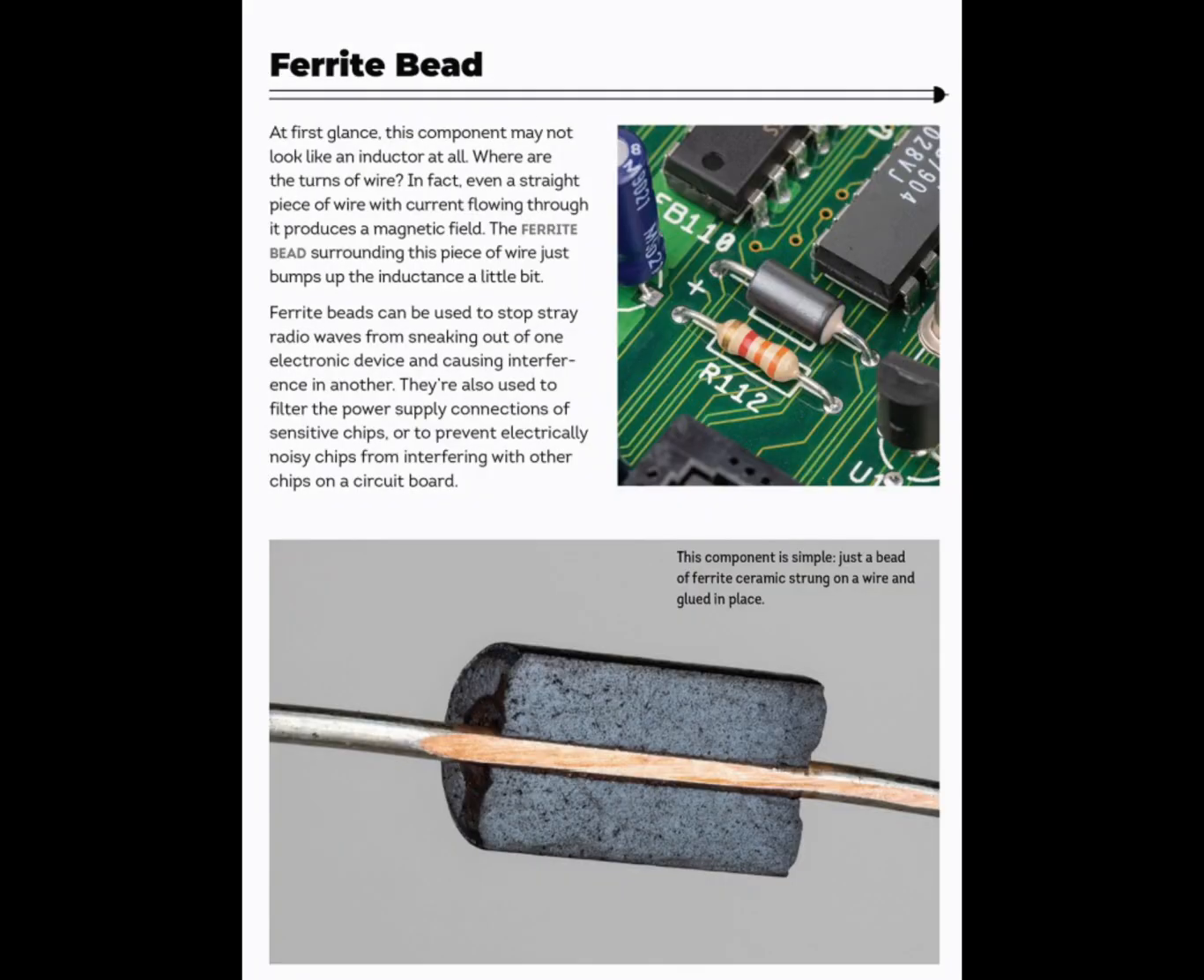Ferrite bead. A ferrite bead is a passive electronic component designed to suppress high-frequency noise in electrical circuits. It consists of a small piece of ferrite material that is typically shaped like a cylinder or a toroid. It is made from a ferrite, a ceramic compound composed of iron oxide and other metal oxides, which has high magnetic permeability. It provides high impedance to high-frequency signals while allowing low-frequency signals to pass through with minimal loss.